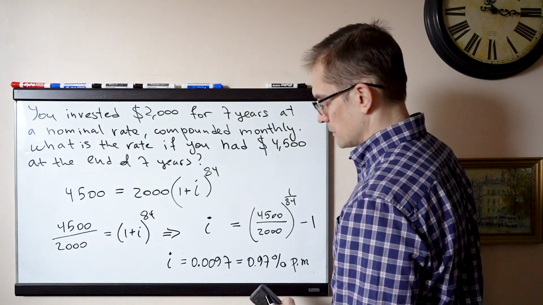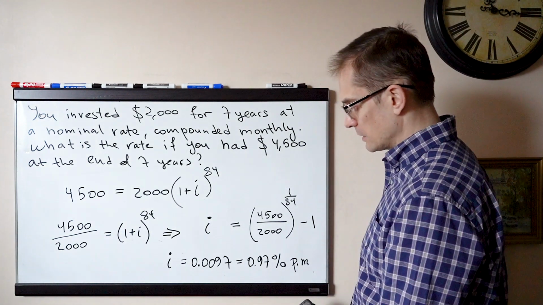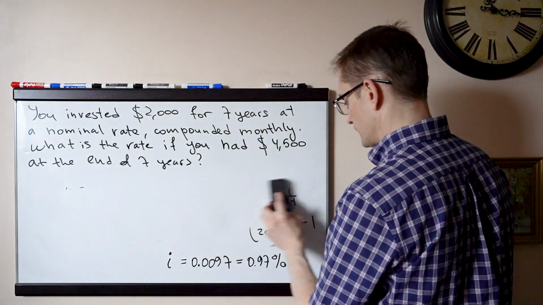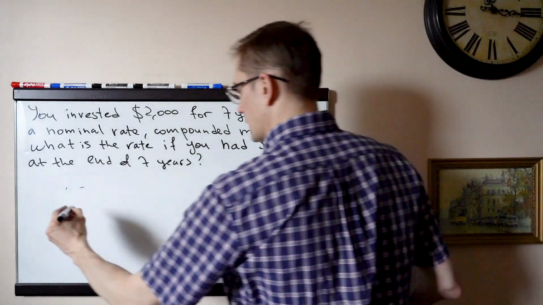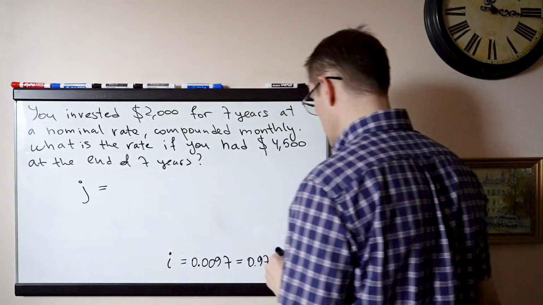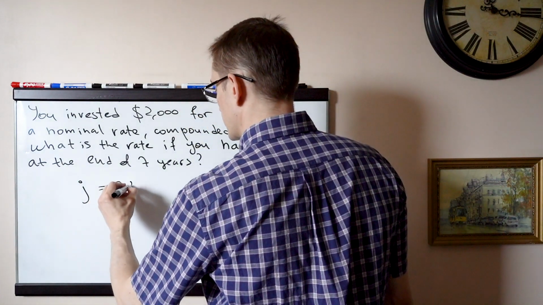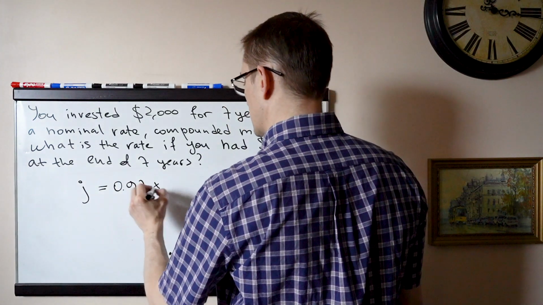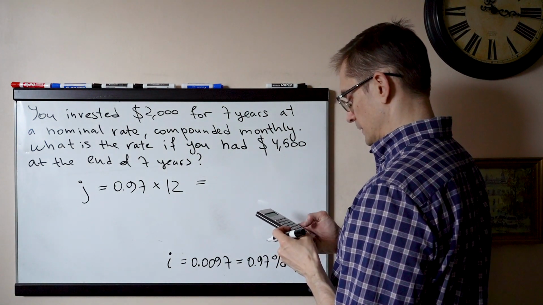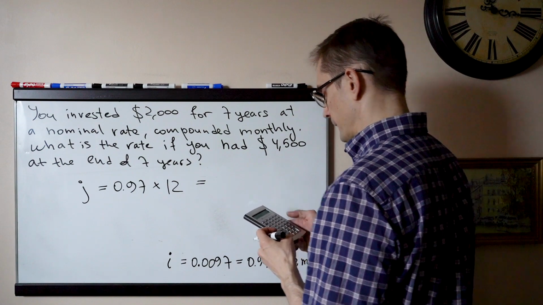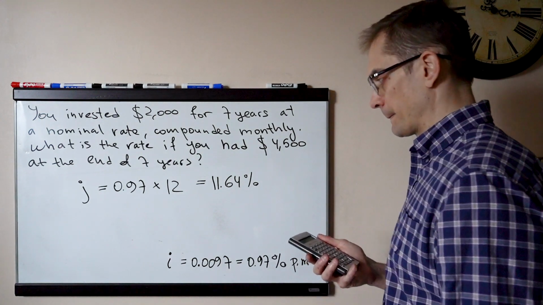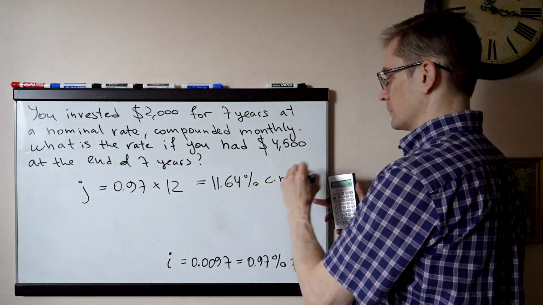Now, from here we can deduce our J, and I'll write it here. J will be 0.97 times 12. So it's going to be 11.64% compounded monthly.